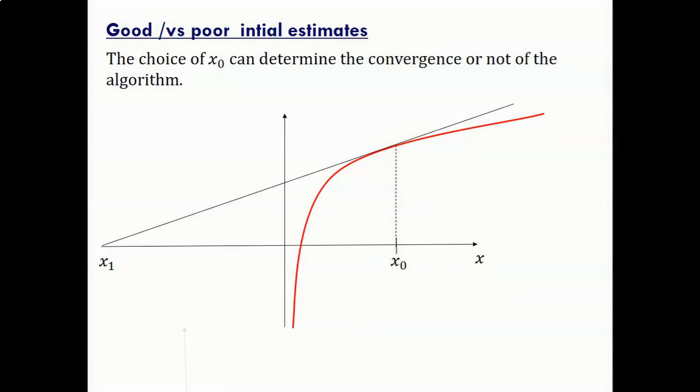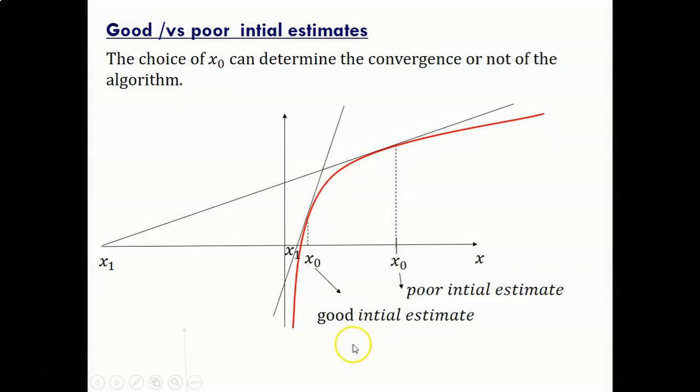So if you choose x0 at this initial value, the algorithm will diverge and will not lead to the solution. Now, if we choose x0 at this point, then when we construct the x1, we are close to the solution, and if we repeat the process further, it will lead to the solution. So the choice of x0, or the initial estimate, determines whether the algorithm converges or not.